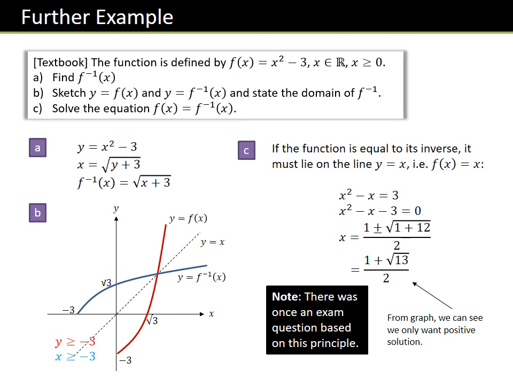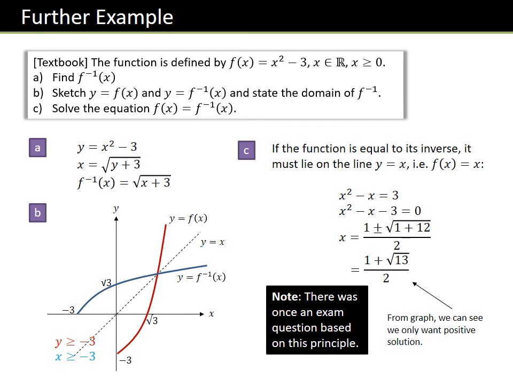And x squared minus x minus 3 has got to be 0. And therefore, you can solve that and you can use your quadratic formula, and you can see you only want the positive solution. And apparently there was once an exam question based on this principle.